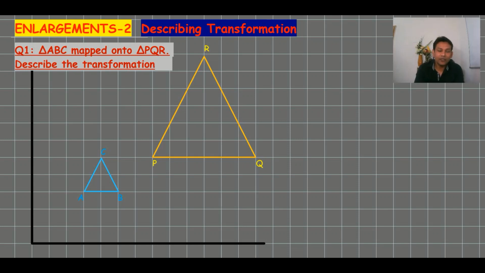We don't need to think about shear or stretch, because shear and stretch are no longer in our syllabus. So this is enlargement. The method to find the center of enlargement is to join all the corresponding points A, B, C, P, Q, R. A with P. Please do not join A with Q. No. A with P, B with Q, and C with R. So now we are joining.